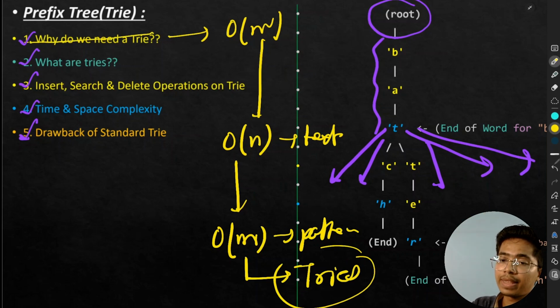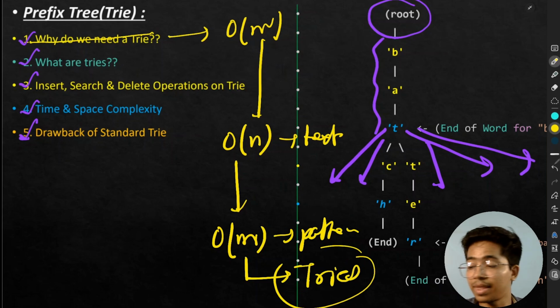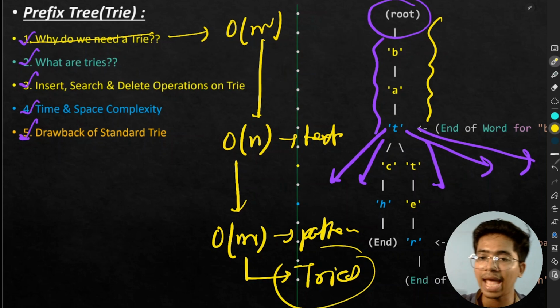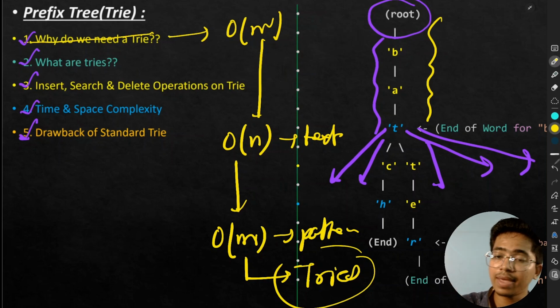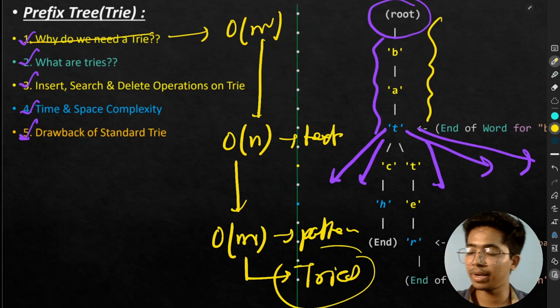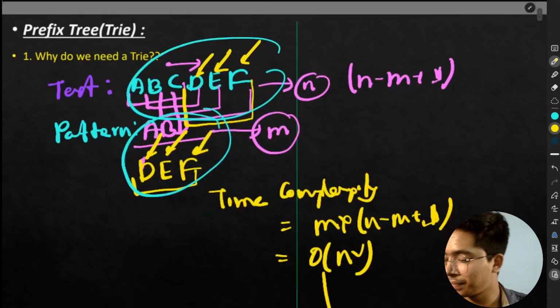Now second, what are tries? You can observe what tries are in the figure. Look, what can you observe in the figure? Just observe the figure: it is actually a tree-like structure. Tries are actually a tree-like structure. That is tries. How do we store the elements? Let's move to the theory.